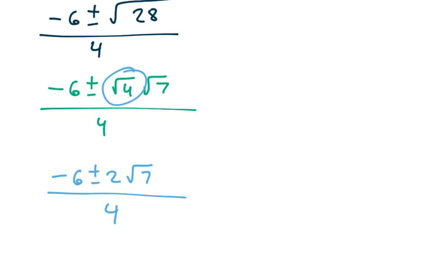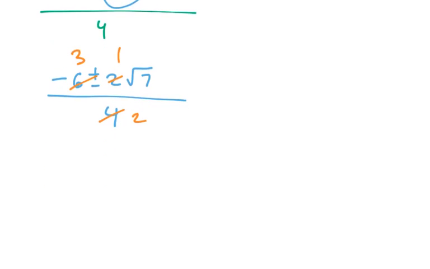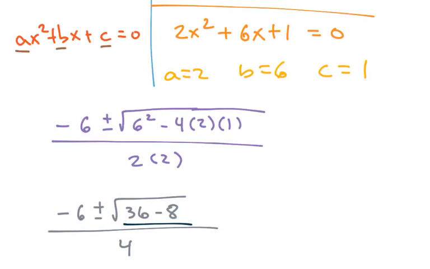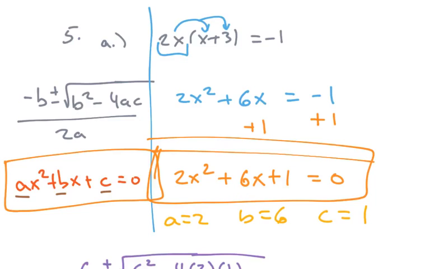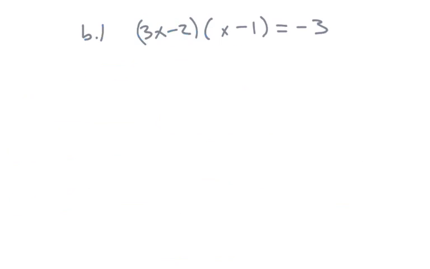Now, all of these are divisible by 2. So I can divide all of these by 2. And this gives me negative 3 plus or minus square root 7 over 2. And there's our final answer. So the name of the game is you need to put it in the format ax squared plus bx plus c, substitute a, b, and c into the quadratic formula, and you'll get your answer. So let's see the next one. It's more of the same.